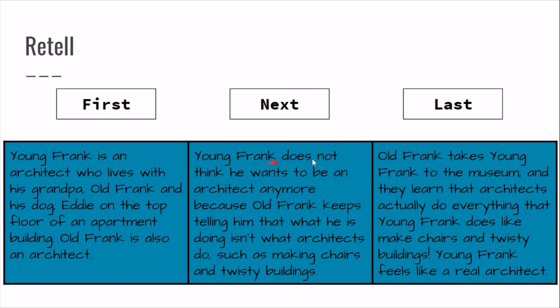Next, young Frank does not think he wants to be an architect anymore because old Frank keeps telling him that what he is doing isn't what architects do, such as making chairs and twisty buildings. Last, old Frank takes young Frank to the museum, and they learn that architects actually do everything that young Frank does, like make chairs and twisty buildings. Young Frank feels like a real architect.